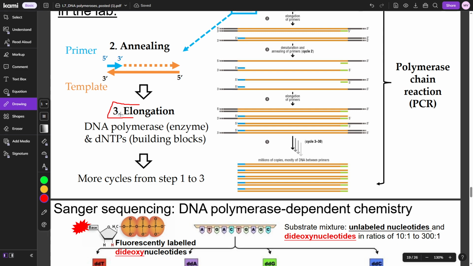And then you're going to do that cycle over and over again: melting, annealing, elongation. After that elongation step, you've basically formed another set of double-stranded DNA, which you can then go back and melt, anneal, and replicate again. And you can do that again and again and again until you form just a ton of products, basically.